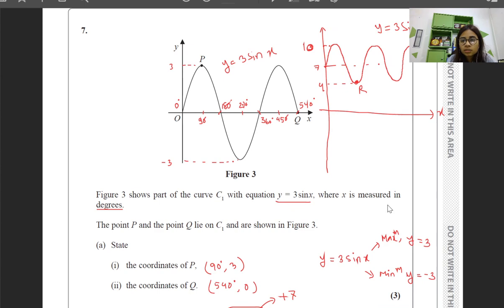This is also another minimum point, and this is also a minimum point. But the first minimum, or the smallest positive x, is this point, and this is called R. Again, there has been no change in x. So this remains 0, this remains 90 degrees, this remains 180 degrees, and this remains 270 degrees. So the coordinates of R are 270 degrees, 4. This is the answer to part B.